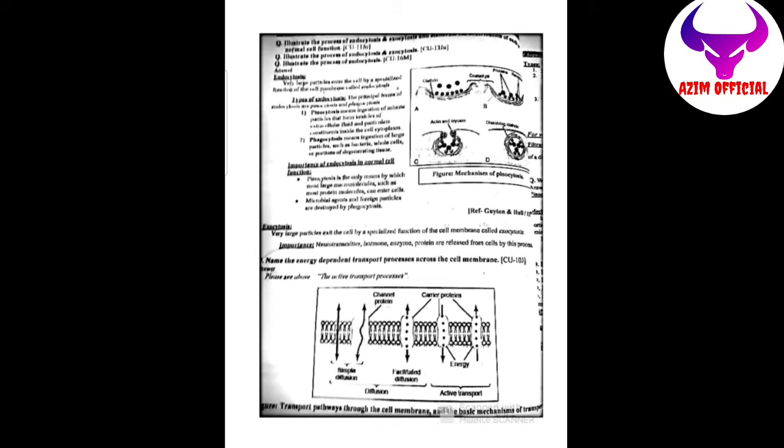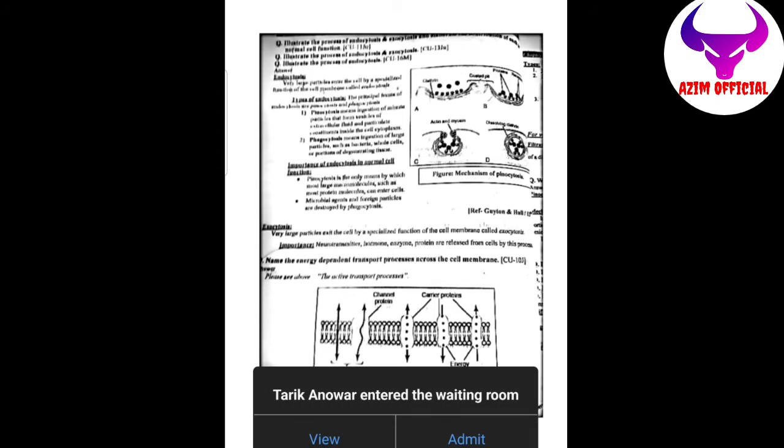And what is exocytosis? Very large particles exit the cells by a specialized function of the cell membrane called exocytosis. The question will be to illustrate the process of endocytosis and exocytosis. Endocytosis has two types, pinocytosis and phagocytosis. The importance of exocytosis is that neurotransmitters, hormones, enzymes, and proteins are released from the cells by this.